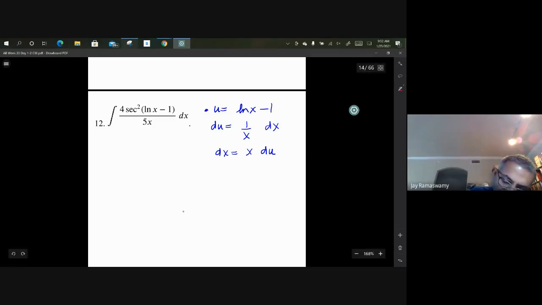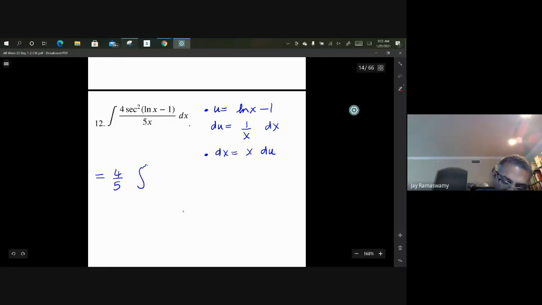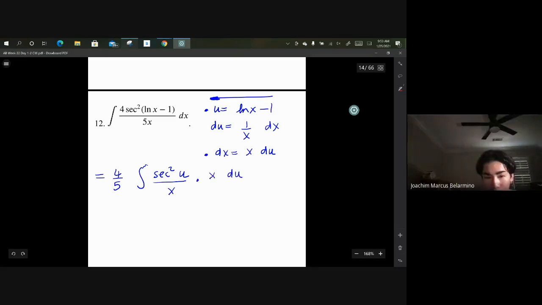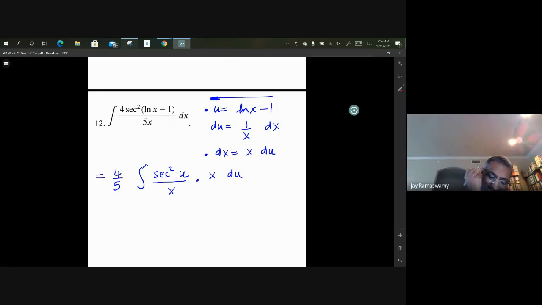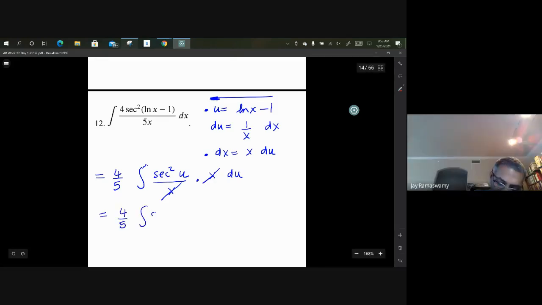Okay, I put bullet points here. Which constants can I pull out? 4 over 5, very smart. Integral. So it becomes sec square u, very good, because I'm going right to left. Again, intelligence is observing patterns. Over x stays the same. And dx becomes x times du. What do you observe happen? The x's cancel. So it becomes 4/5 sec square u du. Is everybody okay so far?